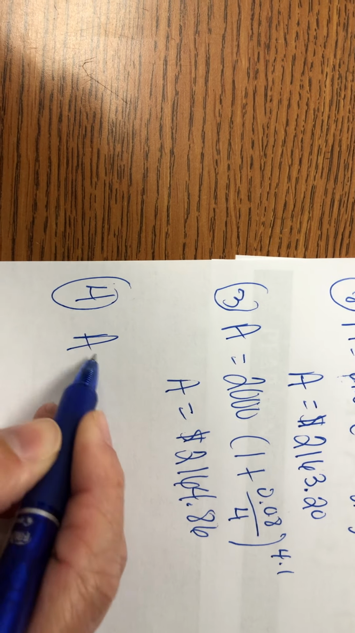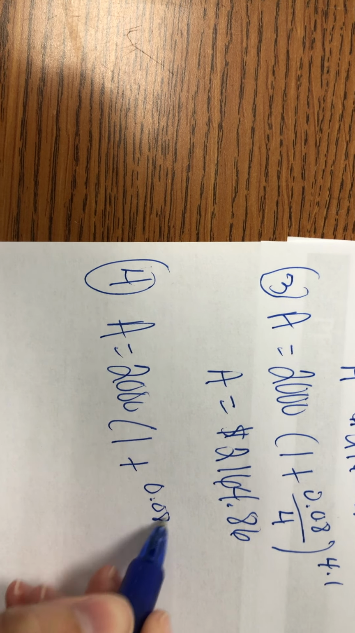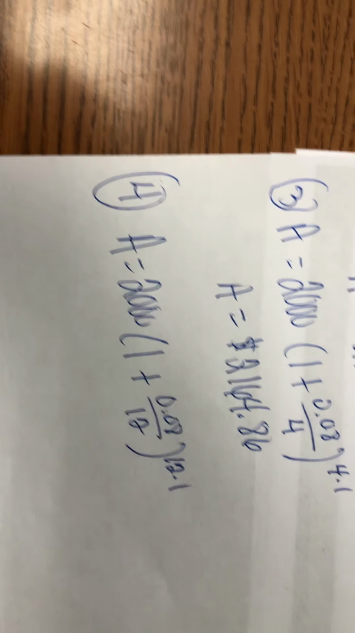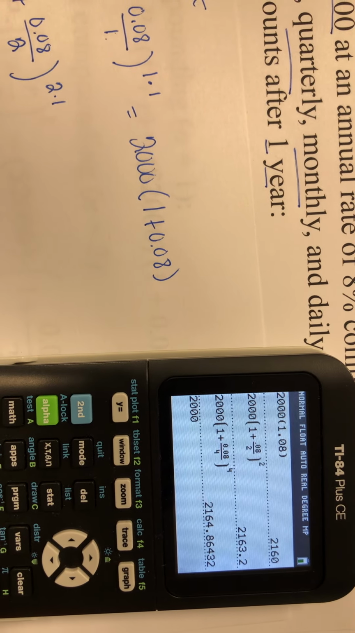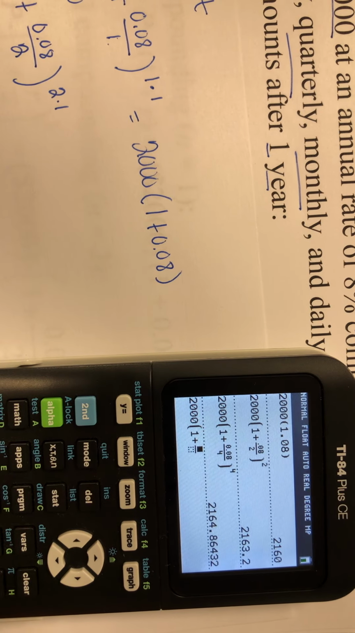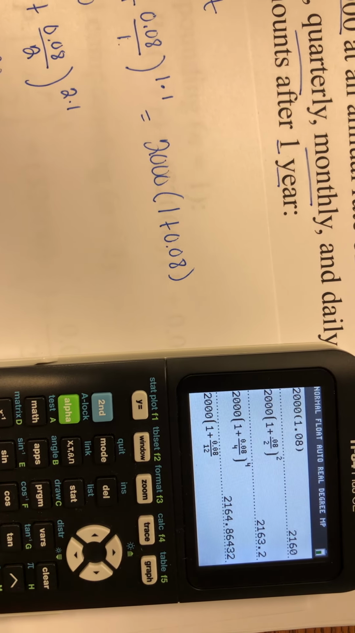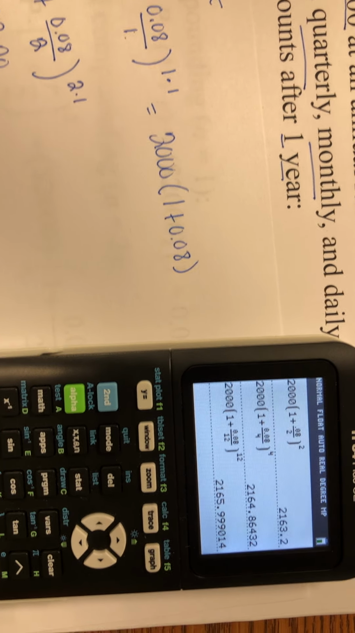All right, number 4, A equals 2,000. Now we're going to do monthly. So we'll have 1 plus 0.08, monthly is 12 times a year. Okay, so let's go to our calculator. We'll do 2,000 times 1 plus, once again, our interest rate over the number of times we compound per year, raised up to the 12 times 1, which is 12.